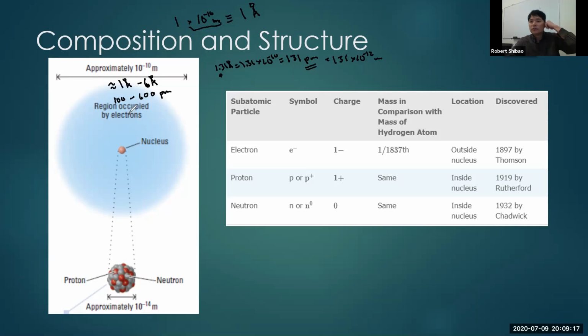This is a useful number. You don't want to memorize a whole bunch of numbers, but one of them you might want to memorize is this. How big are atoms? About 100 to 600 picometers. If we look at the nucleus, it is about 10,000 times smaller. 10,000 times smaller than the atom.